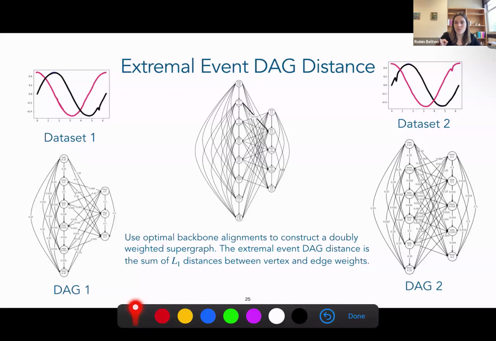And there are two weights associated with each node. And then from there, we can induce the directed edges. We have a directed edge between two nodes as long as that edge existed in either one of the DAGs. And those will also have two weights associated with them. And then we can compute our distance by taking the sum of the absolute differences of the weights on each vertex and edge.